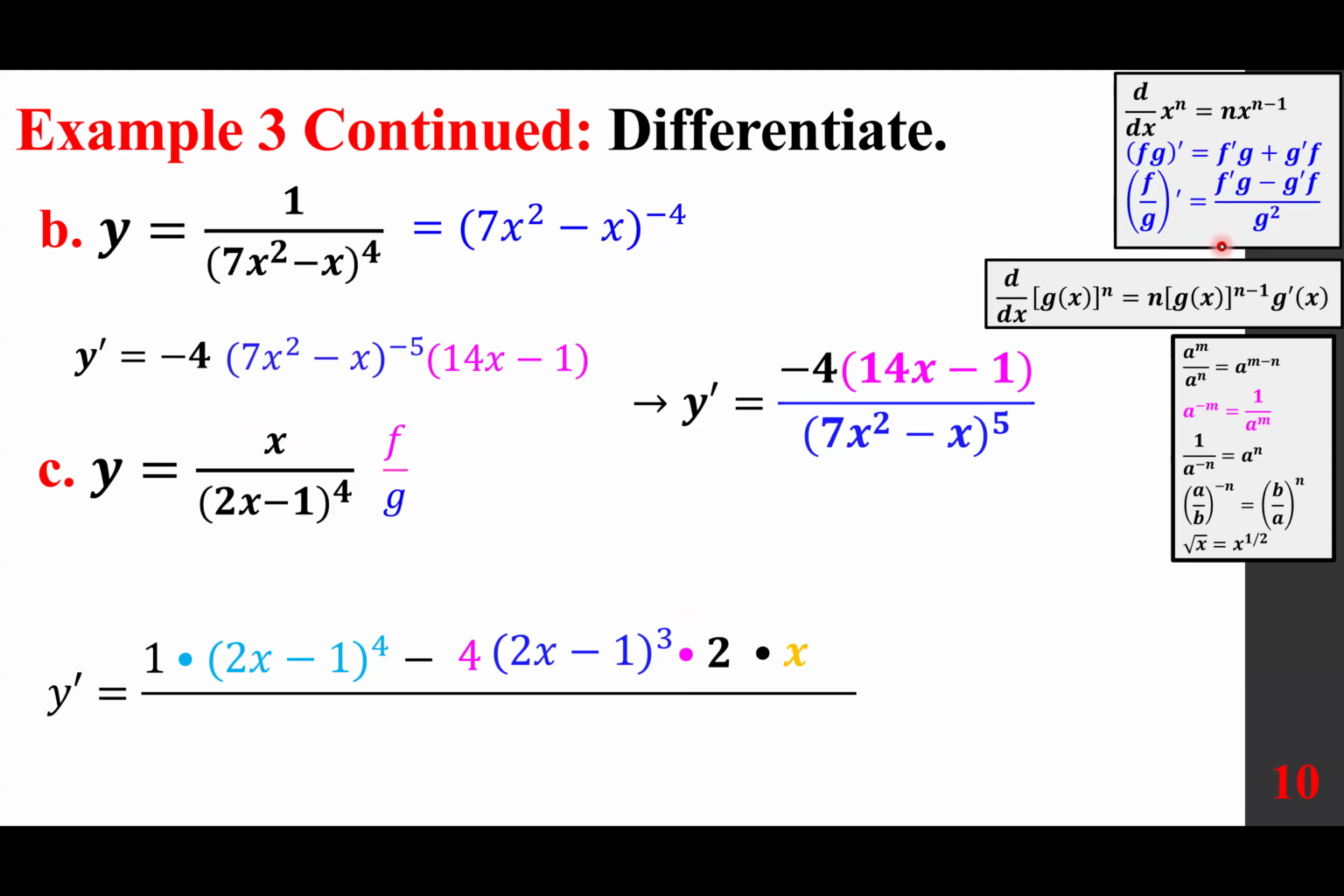The bottom is g squared. That means square this one. How do you square this one? Just 4 times 2 makes it 8. So the exponent becomes 8: 2x minus 1 to the power of 8.